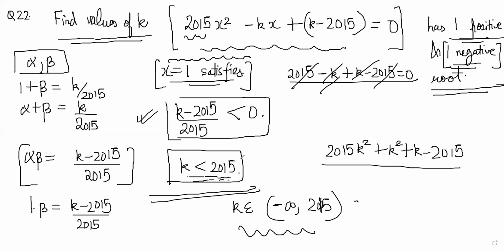Now, if it was saying that k is an integer, find all the integer values of k, then I would have said which values are possible. It would have been still infinite, minus infinity to 2015, all the integers less than that, so till 2014 you would have gotten. But in this case, he has not specified whether k has to be an integer or real number, so I just have to write this much.